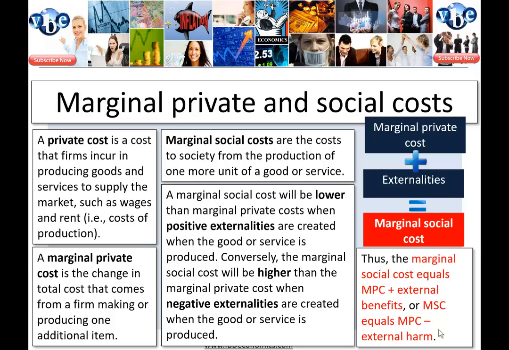So marginal private cost plus externalities equals the marginal social cost. And therefore we can state that marginal social cost equals marginal private cost plus external benefits, or marginal social cost equals marginal private cost less any external harm that the production of one more unit causes.